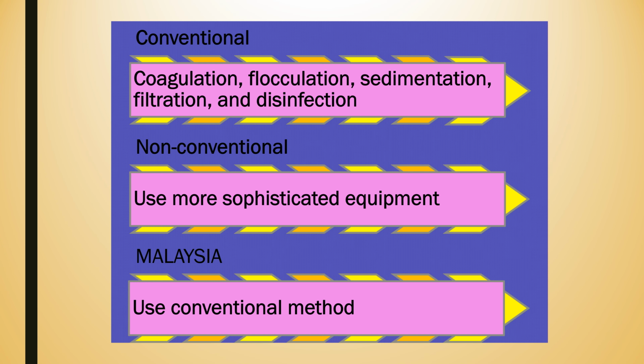Okay, so there are two types of method, conventional and non-conventional. Conventional methods are such as coagulation, flocculation, sedimentation, filtration, and disinfection. Non-conventional methods use more sophisticated equipment. In Malaysia, we use the conventional method, such as coagulation, flocculation, sedimentation, filtration, and disinfection in our water treatment system.